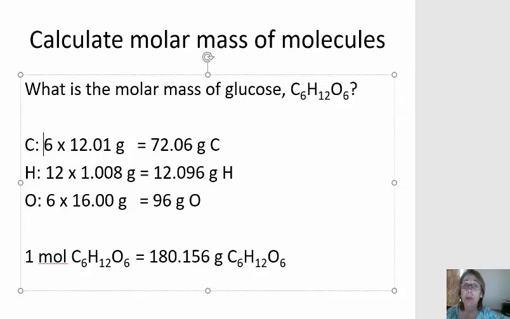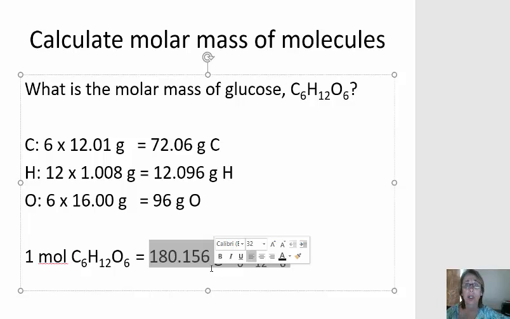So we have 6 for carbon, there are 6 moles in a mole of glucose, so 6 moles times 12.01 grams per mole gives us 72.06 grams of carbon in a mole of glucose. In a mole of glucose there are 12 moles of hydrogen, so 12 moles times 1.008 grams per mole gives me 12.096 grams of hydrogen in a mole of glucose. And in a mole of glucose I have 6 moles of oxygen, so 6 moles times 16 grams per mole gives me 96 grams of oxygen. So I sum these masses together to get the molar mass of glucose.